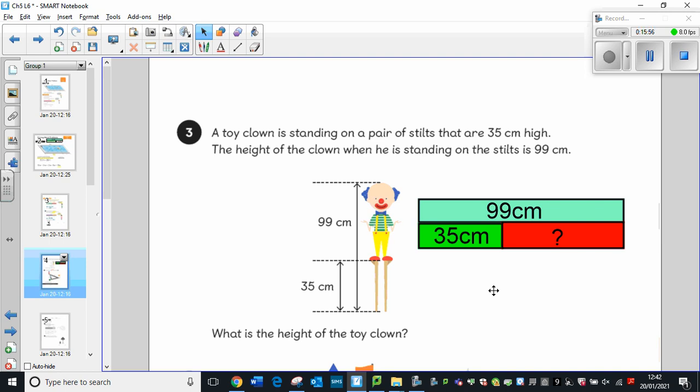So looking at that bar, what is it that we need to do? Now that we've drawn the bar model together, so now that you've got that little bit more information about the question, I'd like you to pause the video and see if you're able to calculate the height of the toy clown. And then when you're ready, you can come back, press play, and check your answer. Okay? So pause the video and give it your best go.